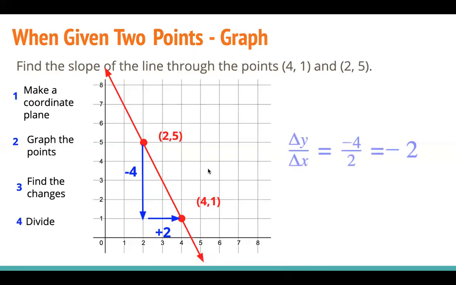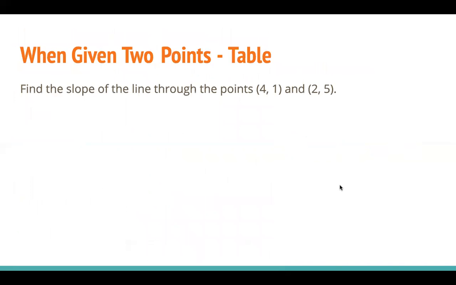And next, I'm going to divide. So here, my y change always goes on top. So -4 divided by 2 is -2. Let's do it again, and let's look now at another method.